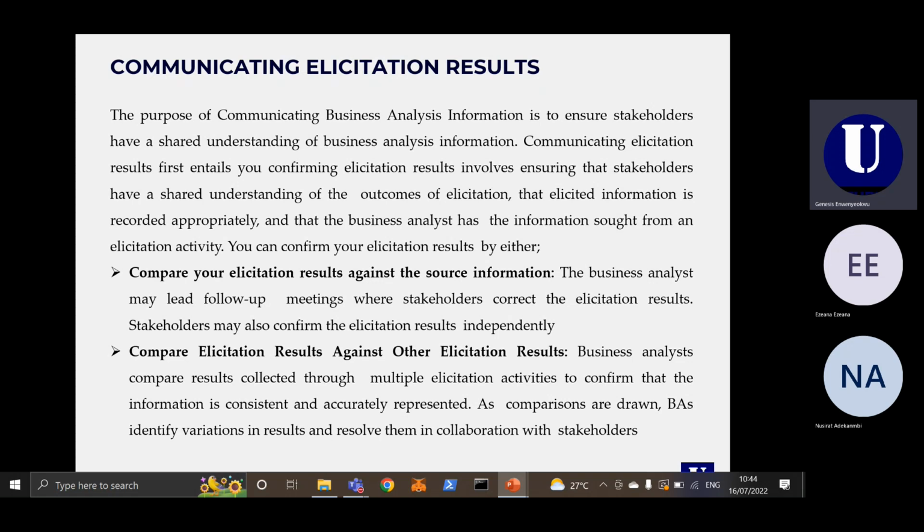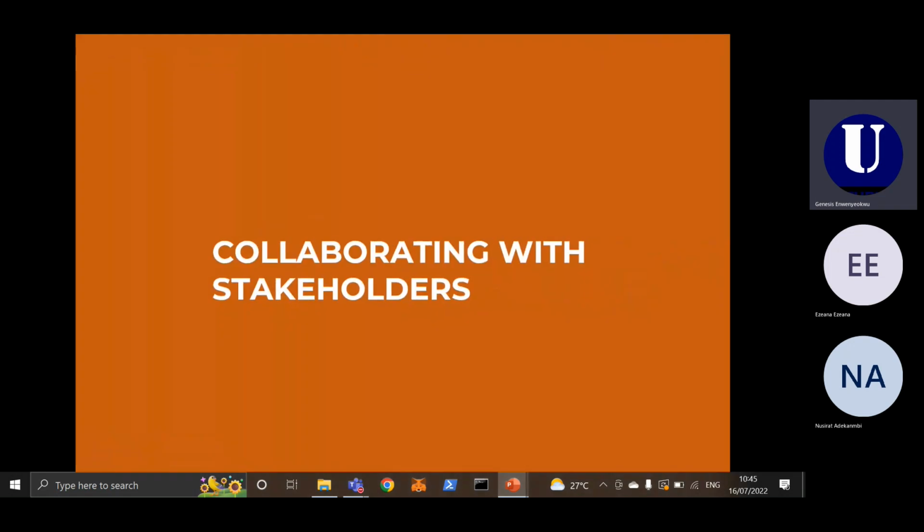You have to compare and then communicate the results to your stakeholders and tell them, okay, these are the results I've gotten from these two different stakeholders. I would like you guys to harmonize and tell me which should actually be the actual representation of the business need of Access Bank in terms of cost cutting for training. So these are ways you can communicate your results to your stakeholders.